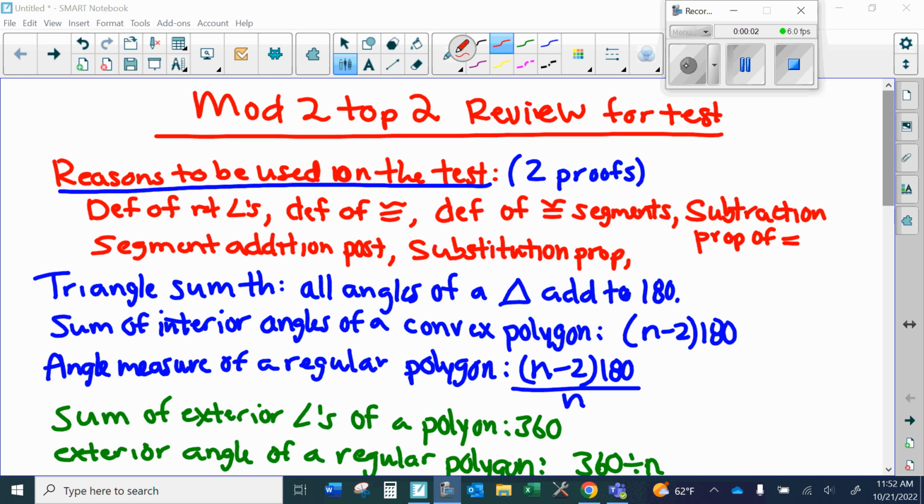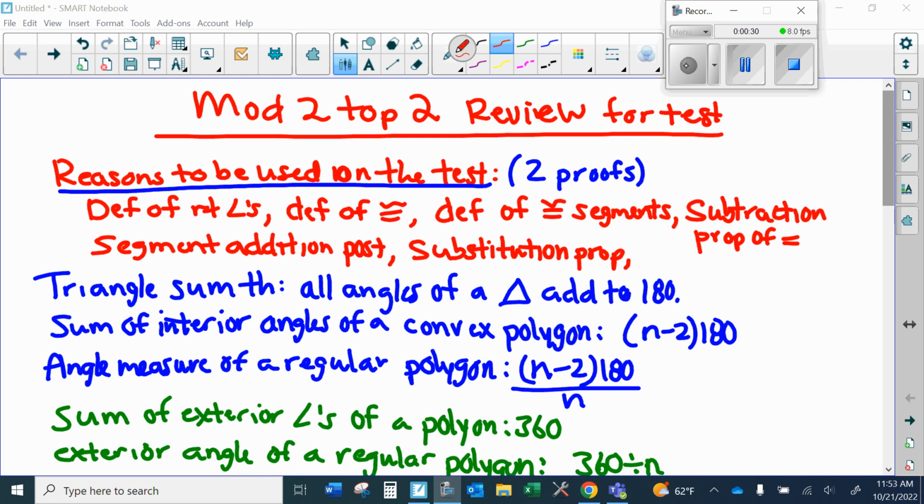Okay, students, here's a review for your Mod 2 Topic 2 test. The reasons that you'll be using on the test for your two proofs: definition of right angles, so that means all right angles are 90 degrees. So if you have two segments that are perpendicular, they would be 90 degrees to each other, and you use definition of right angles for that justification or reason.